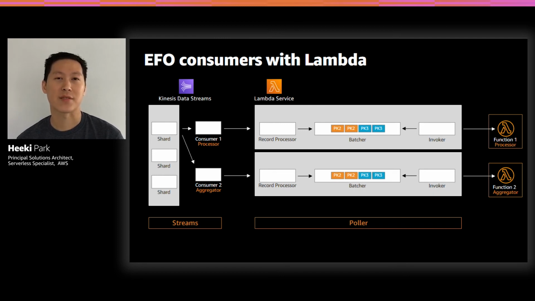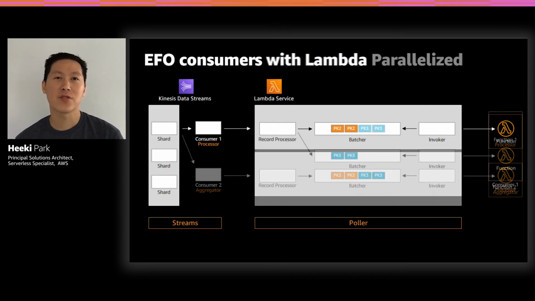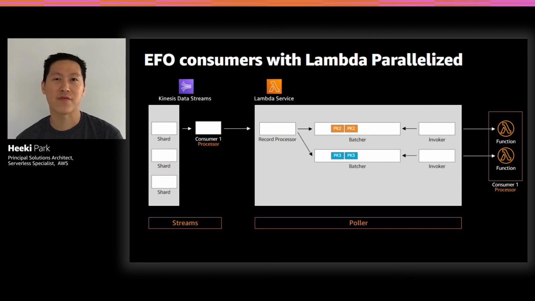So let's build on these concepts. What if we combine both concepts where we give an application dedicated access, but we also want to accelerate shard level processing? Here we have an EFO consumer and we add parallelization factor for record processing. While not depicted, you can imagine consumer 2 also being configured with parallelization factor. They can be configured with the appropriate parallelization factor necessary to process the records for each respective use case.